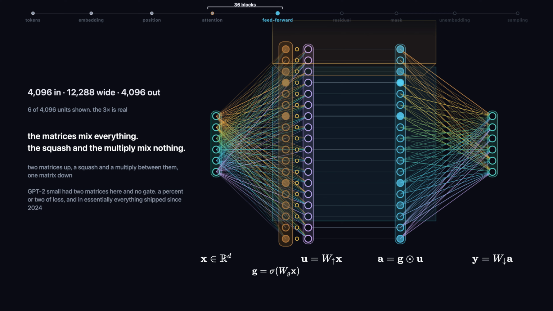Older models had 2 matrices here and no gate. GPT-2's feed-forward network is exactly that. Gating is worth 1% or 2% of loss, and it is in essentially every model shipped since 2024. It is also, on its own, most of the reason this box is 4/5 of the block instead of 2/3.